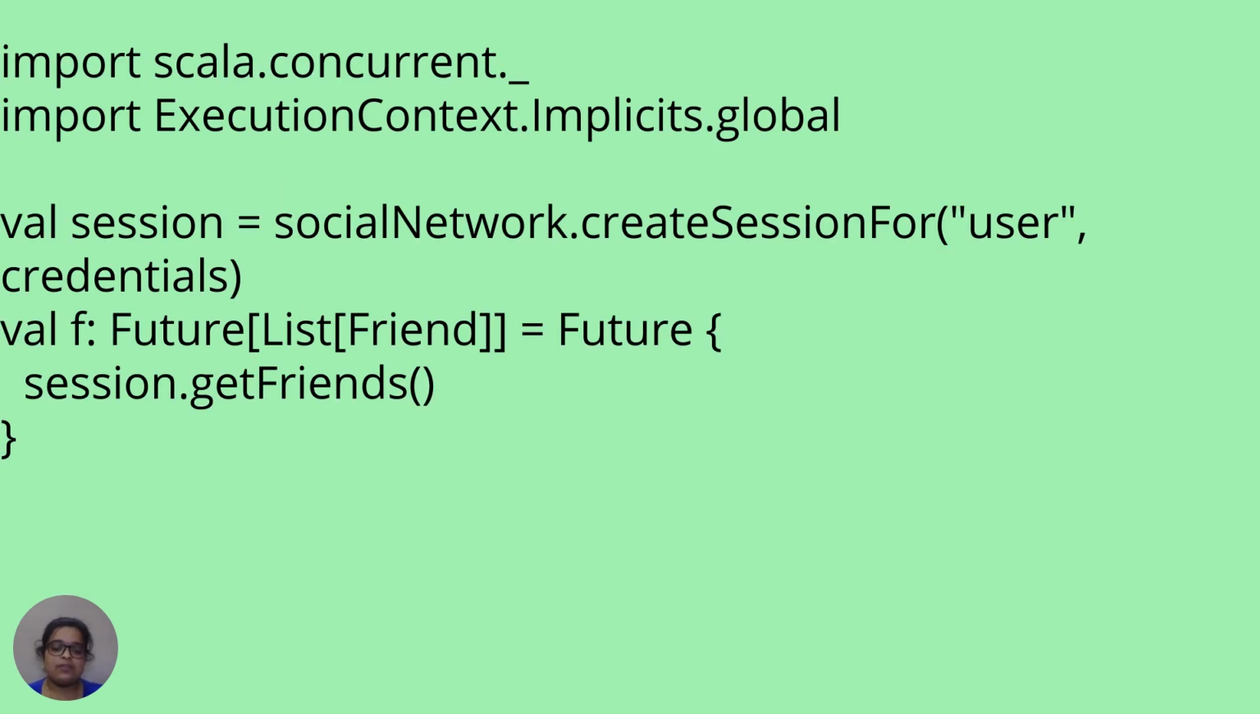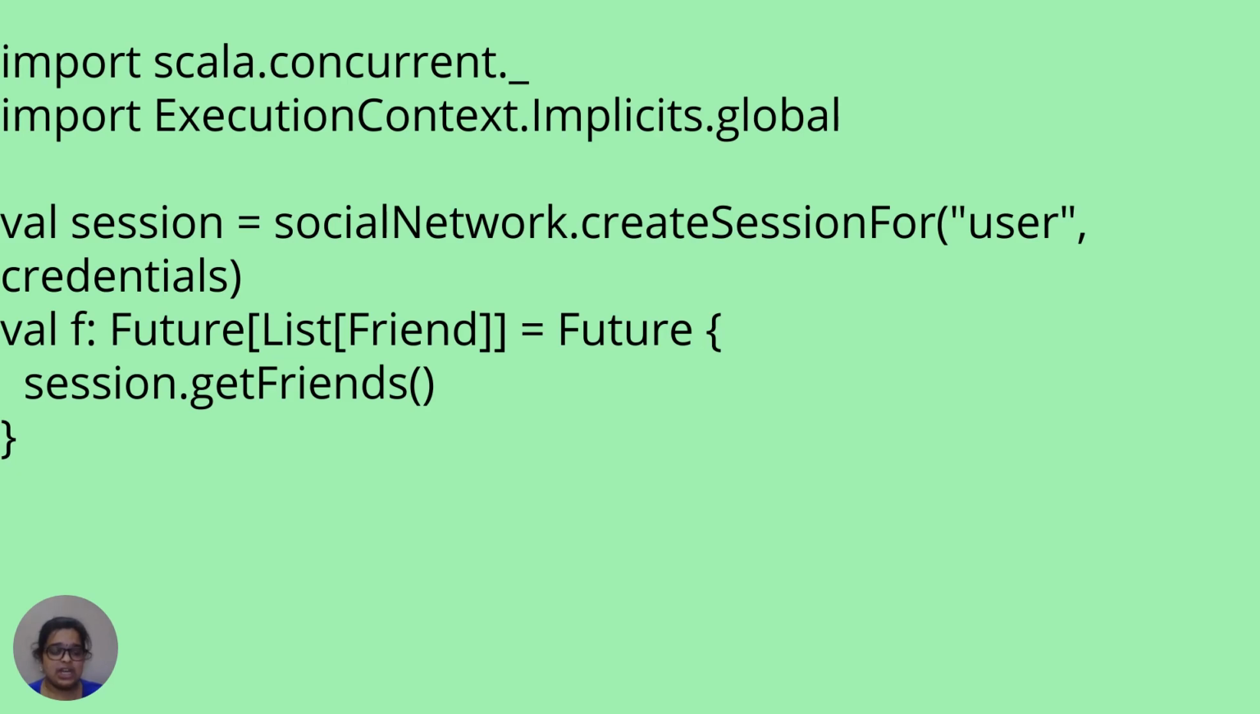Let's assume that we want to use a hypothetical API of some popular social network to obtain a list of friends for a given user. We will open a new session and then send a request to obtain a list of friends of a particular user. We first import the contents of the scala.concurrent package to make the Future type visible.